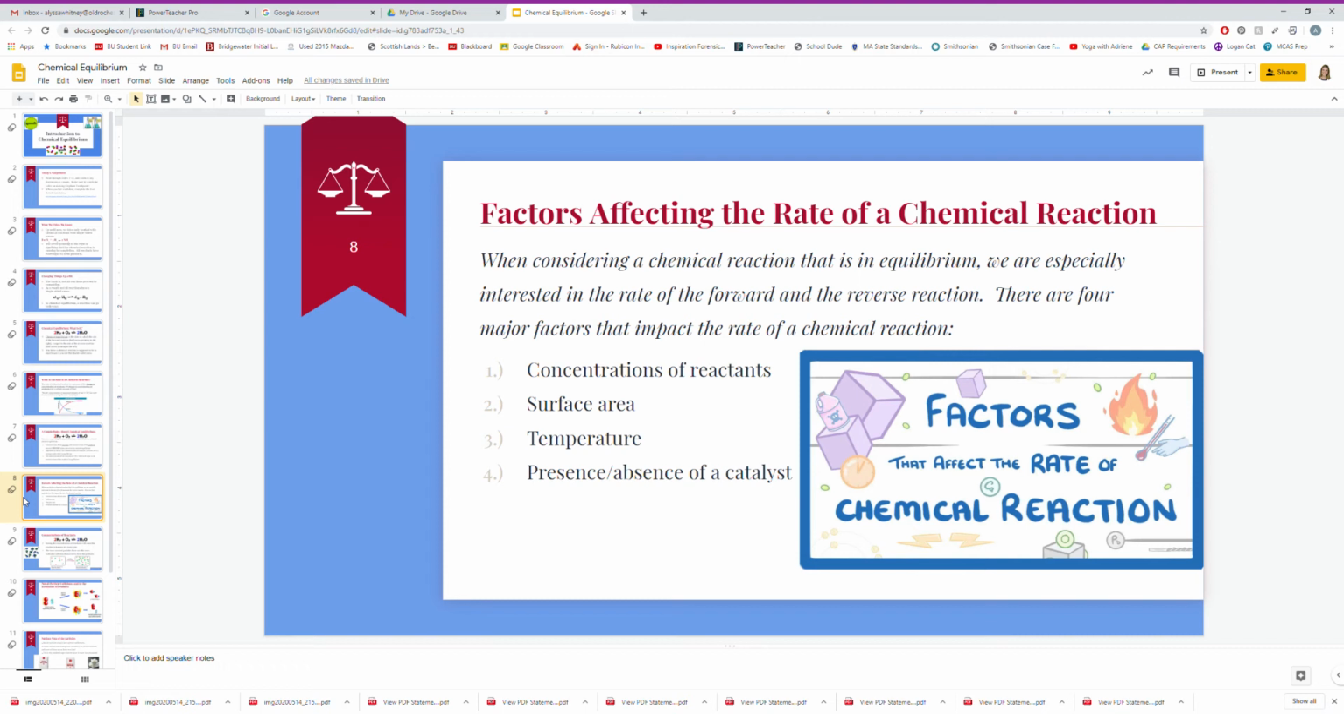And there are 4 major factors that are going to impact how quickly a reaction occurs: concentration of reactants, surface area, temperature, and the presence or absence of something called a catalyst, which we're going to flesh out more in the next couple of slides.